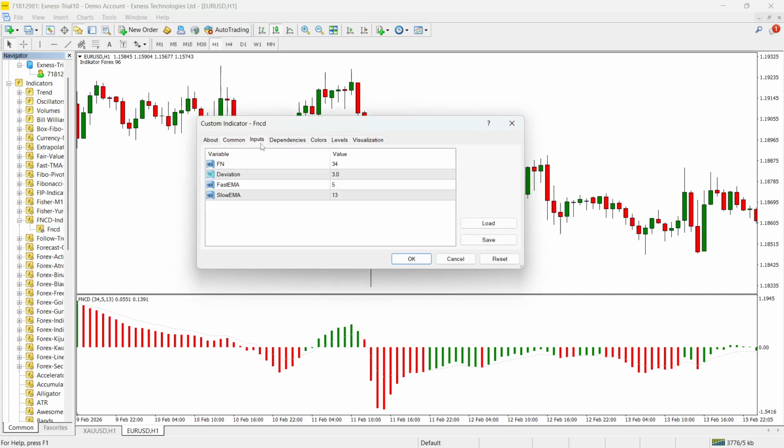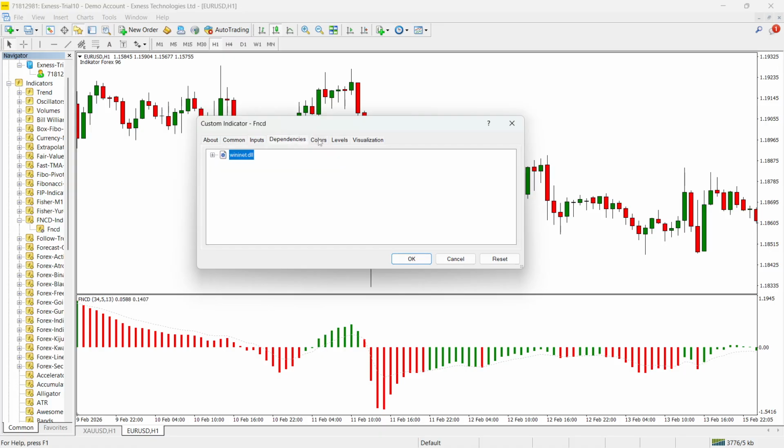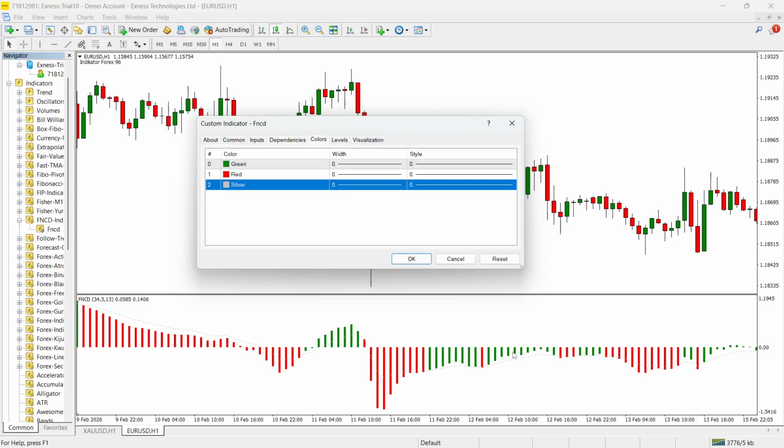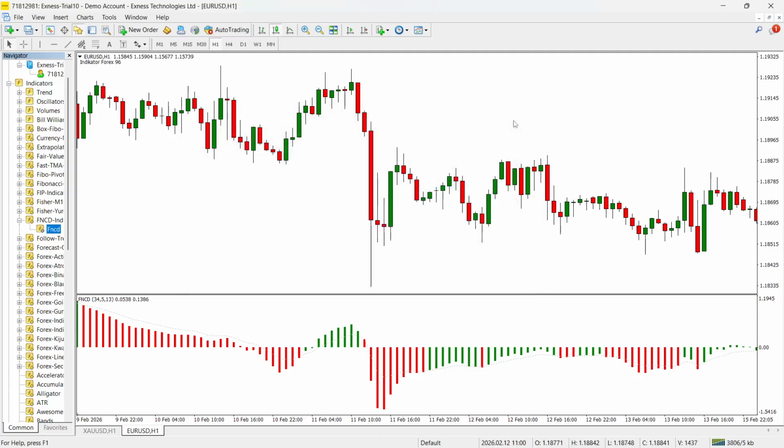As for the indicator settings, our customizable settings include the FN, the deviation, the fast EMA, and the slow EMA as well. You can also choose your preferred colors for how the histograms in the separate sub window appear, so they stand out clearly with your underlying MT4 chart theme.